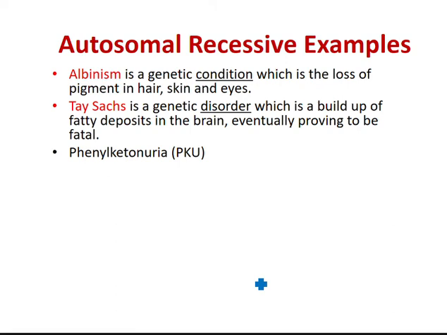Maksudnya for all of these diseases or conditions, you need to have two alleles, one from mom, one from dad. Okay, and then baru you akan dapat, you will be affected by this. Okay, that's all about autosomal recessive examples.